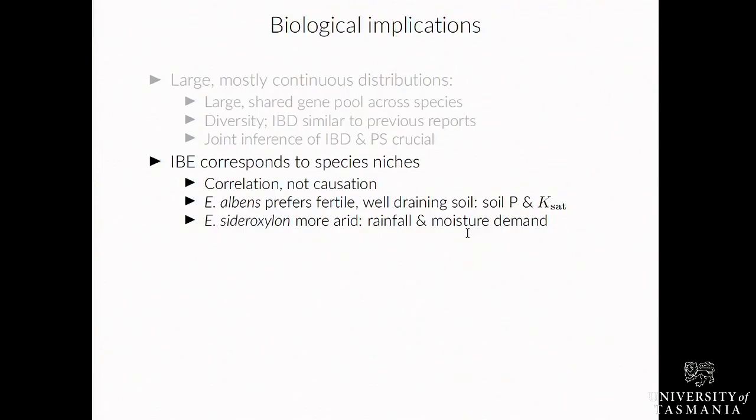Obviously, big flashing warning, correlation, not causation, but Eucalyptus albens seems, according to where it grows and in textbooks, to prefer fertile, well-draining soils, and things like soil phosphate and soil hydrological conductivity come up as important. Eucalyptus cytoroxylin, on the other hand, extends more into arid areas of Australia, and things like moisture demand, humidity, radiation and the overall amount of rainfall come up as important there. So from first principles, that makes sense, and these are the variables that everyone seems to select whenever they do these studies in eucalypts.